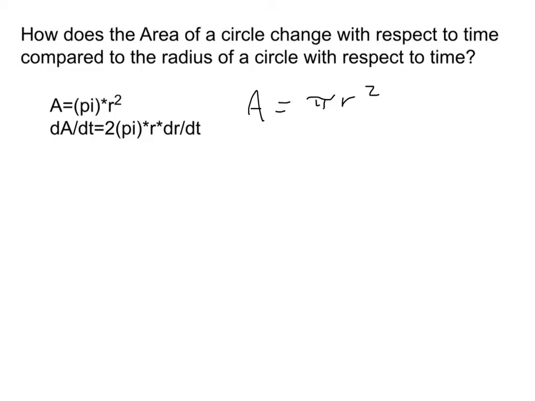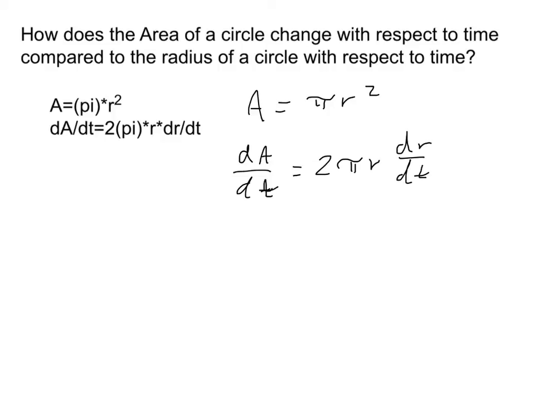Okay. Well, if we were to take the derivative with respect to time of both sides, we'd have to use implicit differentiation. It would be dA/dt equals, leave the pi alone, the derivative of r squared is 2r, but you've got to keep that pi in there. And then again with implicit, you have to go dr over dt.